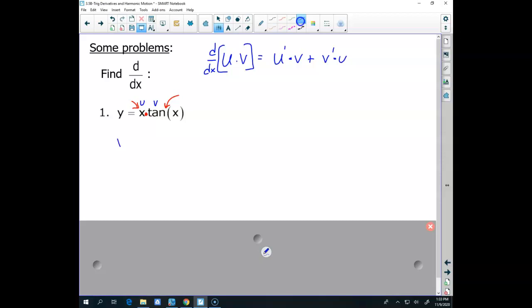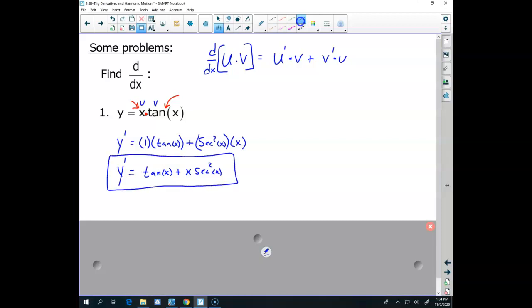So what I'm going to do is I'm going to say y prime equals, well, the derivative of u is 1 times the tangent x, plus the derivative of the second one, tangent, is secant squared x, times x. And I'm just going to rearrange that, say y prime equals tangent x plus x secant squared x. And there's really nothing I can do identity-wise to simplify this derivative. So I circle it and I am donezo, okay?